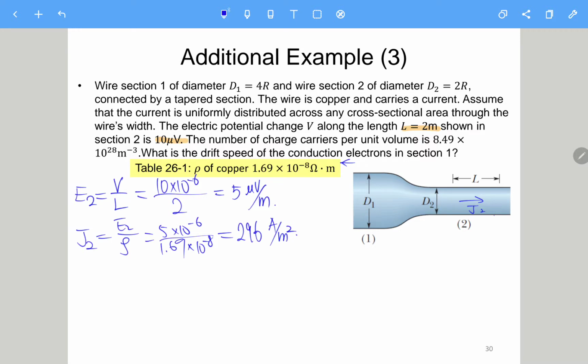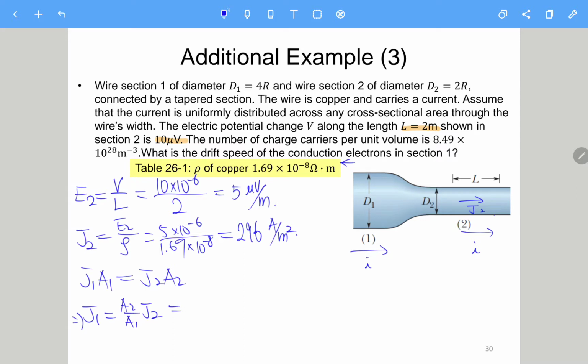and we will assume that the current at this part and the current at this part should be the same, which means that J1 times A1 should be the same as J2 times A2, because the current here is J1 times A1. The current here is J2 times A2, and they should be the same. So we have this expression. So we are able to find J1 equals A2 over A1 times J2.